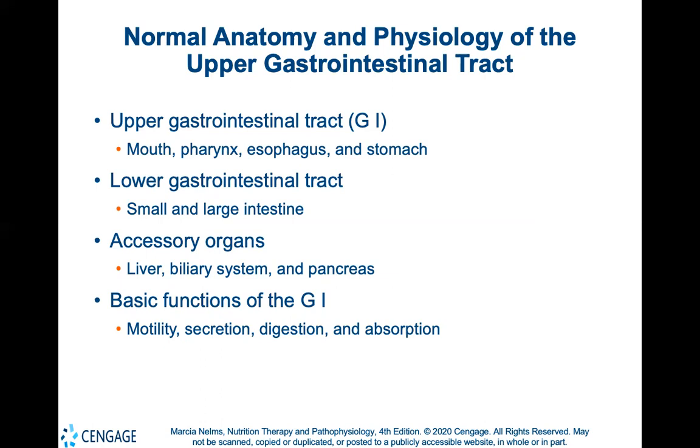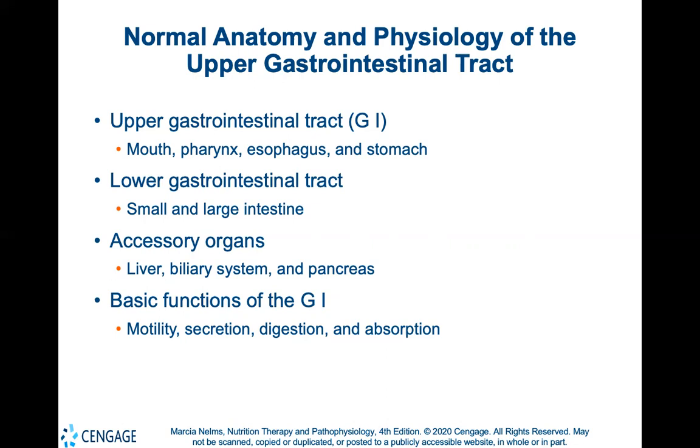The GI tract is often described as a long tube approximately 15 feet in length. This description, though technically accurate, minimizes the complexity of this body system. The upper GI tract is composed of the mouth, pharynx, esophagus, and stomach, while the lower GI tract includes the small and large intestine. These organs differ from one another in both anatomical structure and specialized function. Accessory or ancillary organs that contribute to the function of the GI tract include the liver, biliary system, and pancreas.